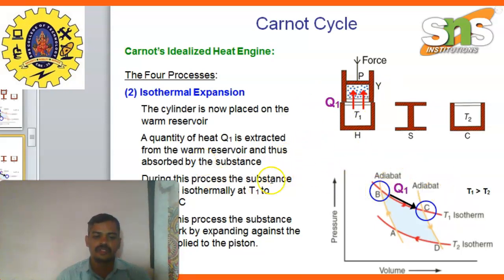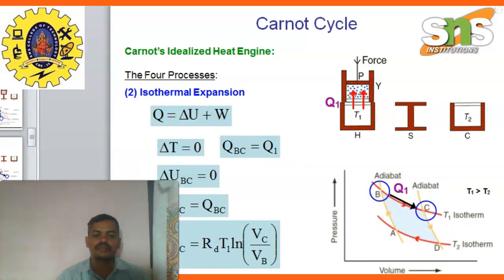During this process, the substance expands isothermally at T1 to location C. During this process, the substance does work by expanding against the force applied to the piston. So these are the isothermal expansions.